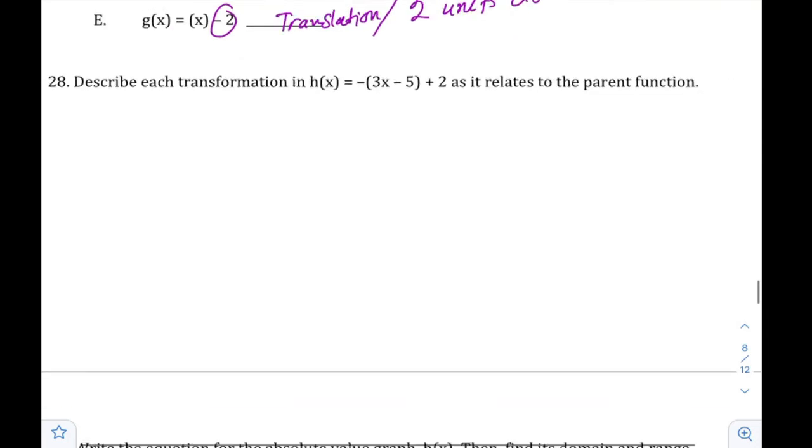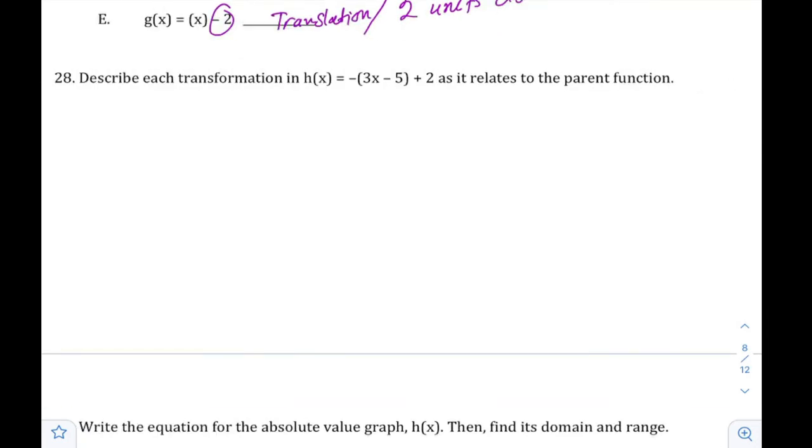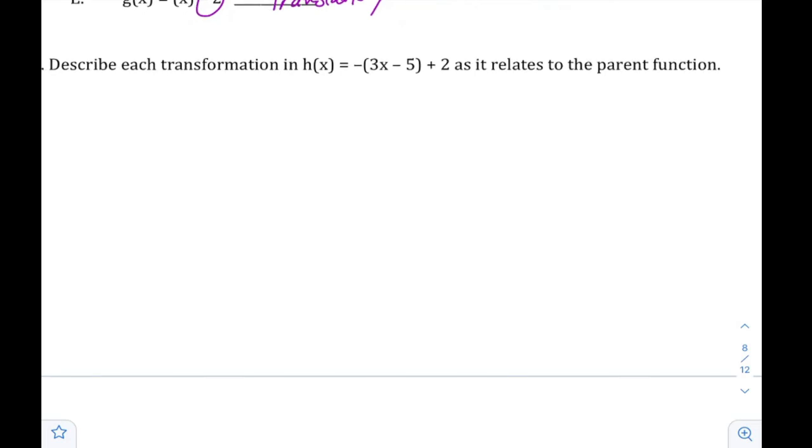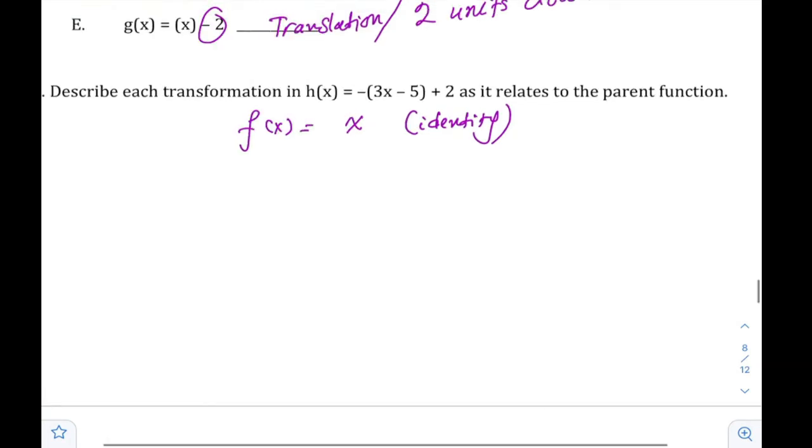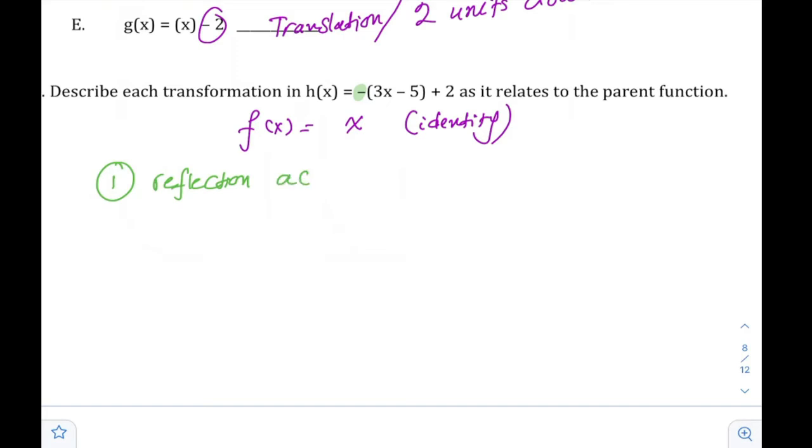Describe the transformation in this graph. Here we have many transformations. It is originally identity. The parent function was the identity function, linear. So let's see what happened here. The first thing is the minus here. The minus is outside, so it is reflection over or across x-axis. We have here another transformation due to this 3 multiplied inside the group.